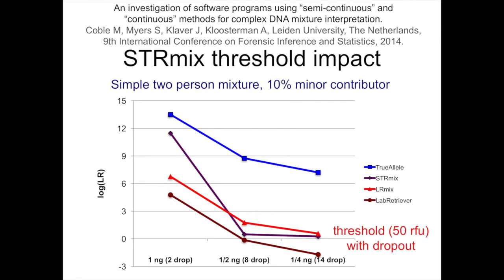Here are some of the ways that data are chosen. First, let's talk about thresholds. This is a study that was done 2 years ago by NIST together with the Netherlands Forensic Institute.